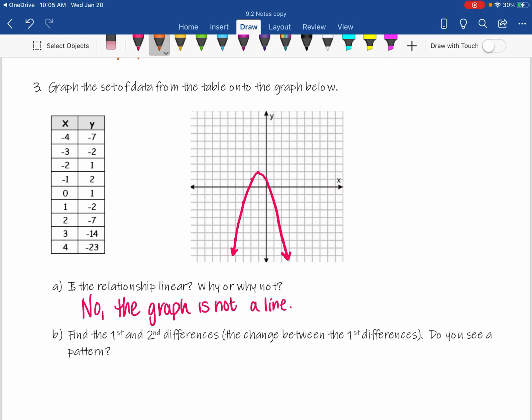Okay, and then we're going to go through again with the first and the second differences. Noticing that our change in x is constant and it's +1. And I'm just going to go through. Okay, so -7 to -2, I'm adding 5. -2 to 1, adding 3. Adding 1. Subtracting 1. Subtracting 3. Subtracting 5. Subtracting 7, subtracting 9.